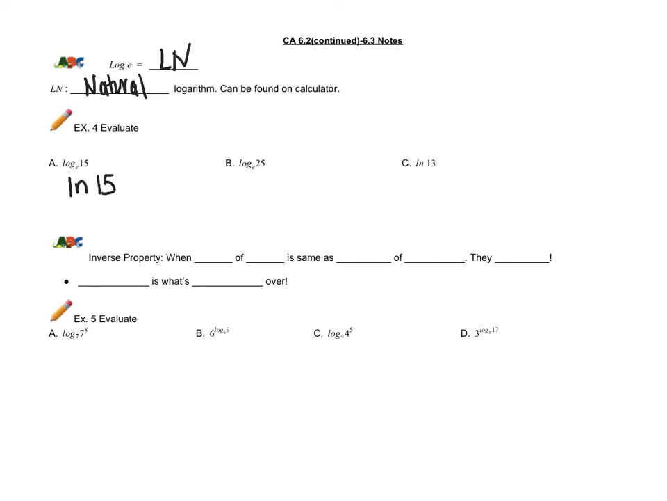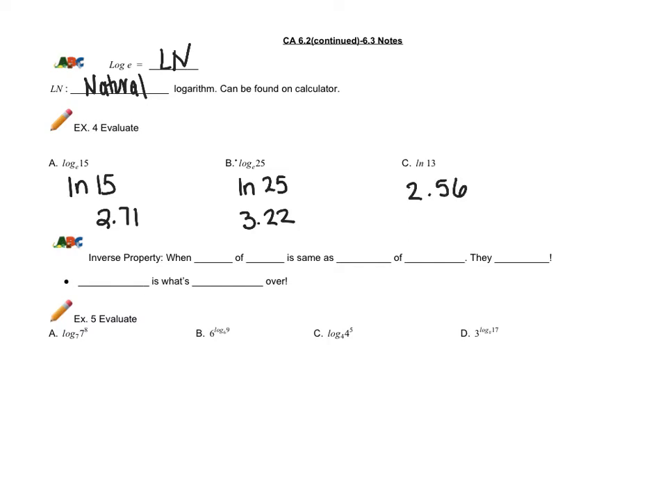I'm going to type in 15, and I'm going to round to 2 decimal places, which is the 100th place, to 2.71. For example B, log E, we're going to change it to ln and then bring down the 25. So in my calculator, hit your ln button, 25 equals, we get 3.22 when we round to the 100th place. And letter C, it's already ln for us. We're going to type it in, and we get 2.56.